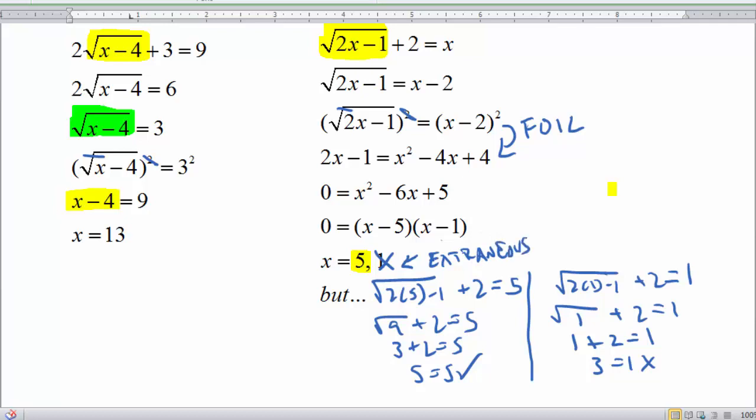Right? And again, remember what extraneous means? Sure, it was a solution to this equation. However, it was not a solution to the original equation. Right? And that's why you must always check back in the original equation. Okay? So in that case, you just get a solution of x equals 5, because 1 was extraneous.